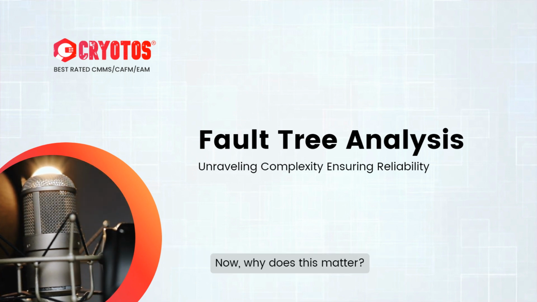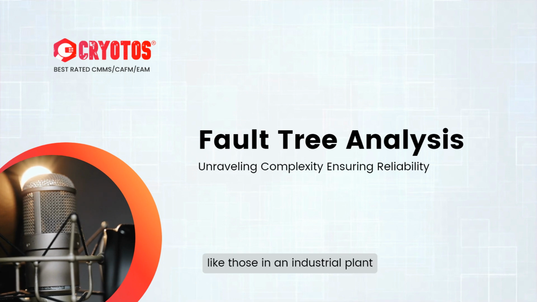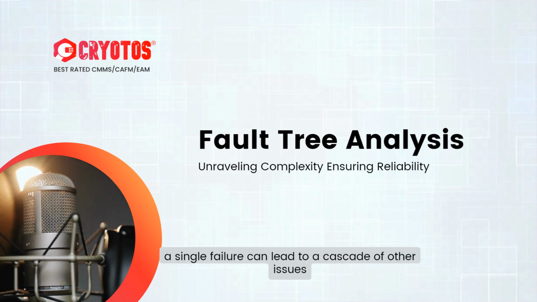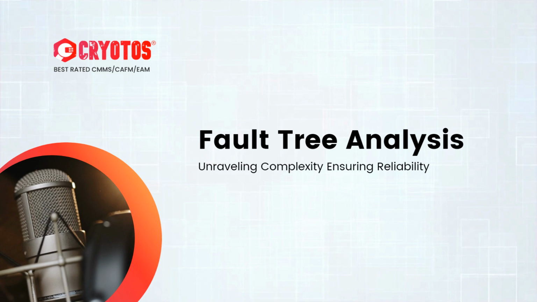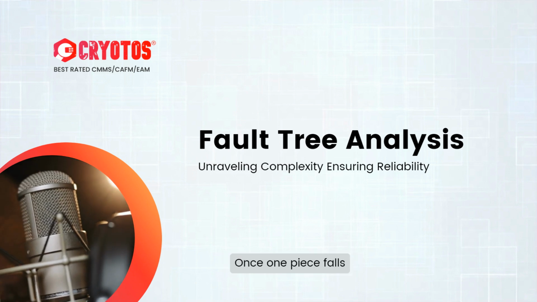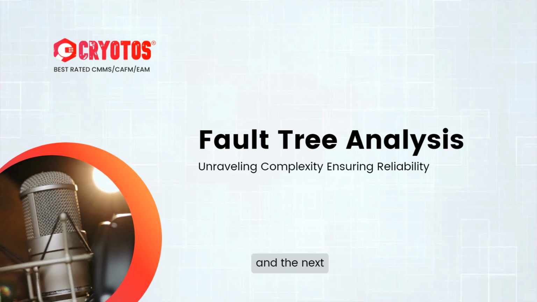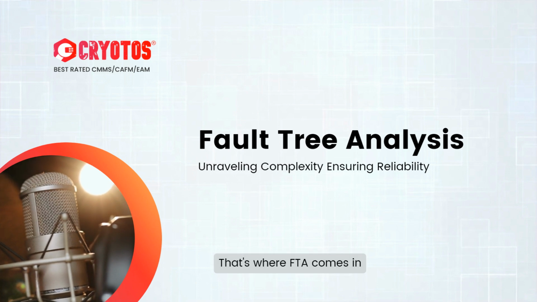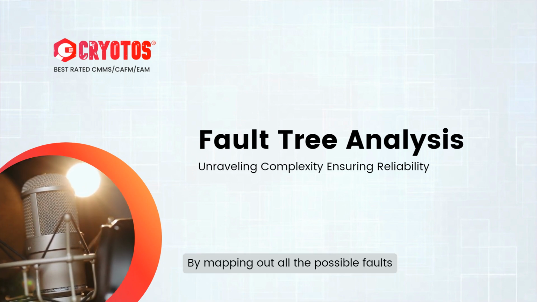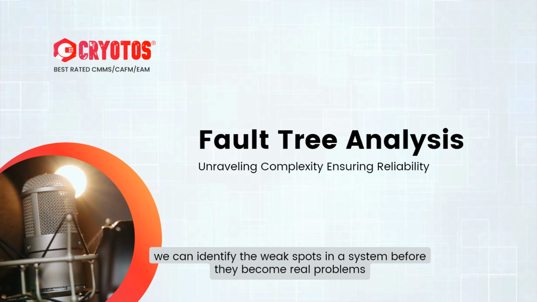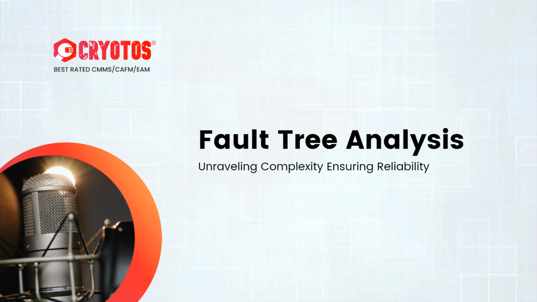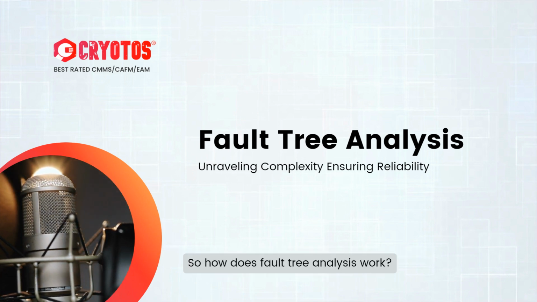Now, why does this matter? In complex systems like those in an industrial plant, a single failure can lead to a cascade of other issues. Think of it like dominoes. Once one piece falls, it can knock over the next and the next. That's where FTA comes in. By mapping out all the possible faults, we can identify the weak spots in a system before they become real problems.